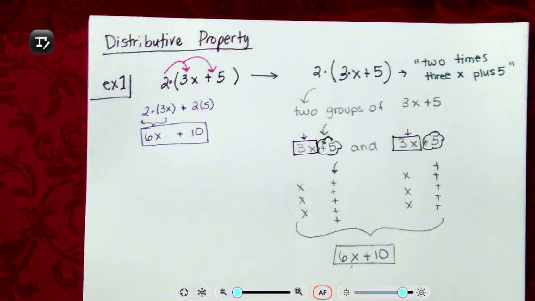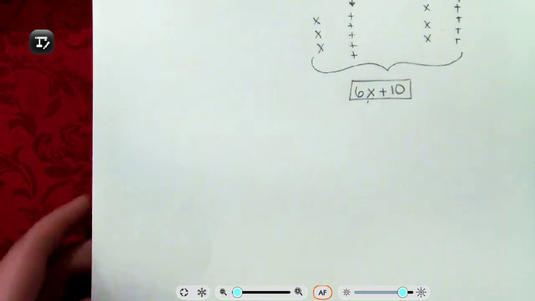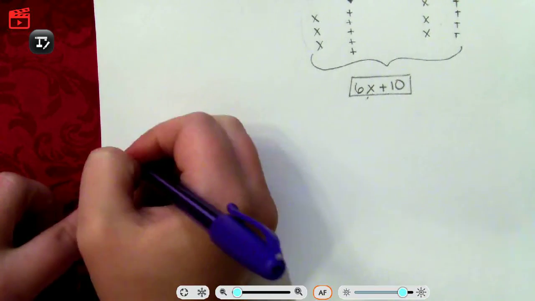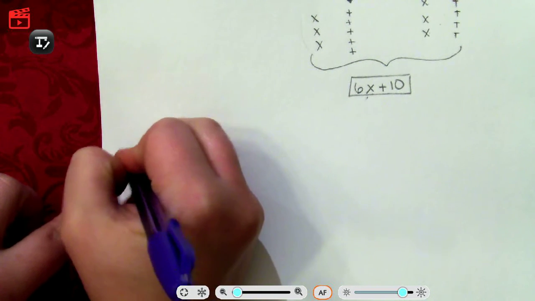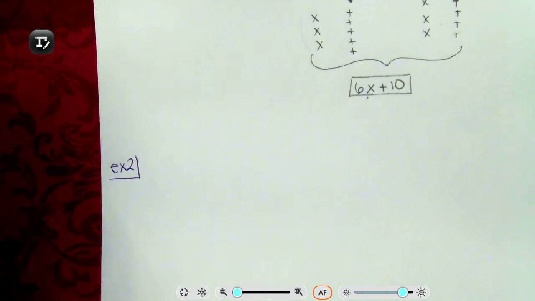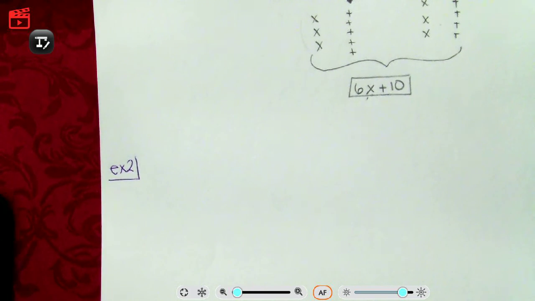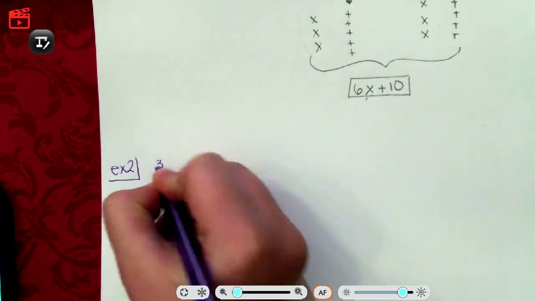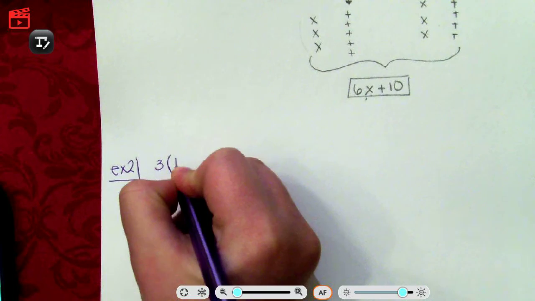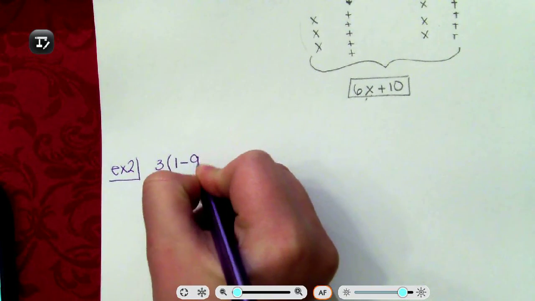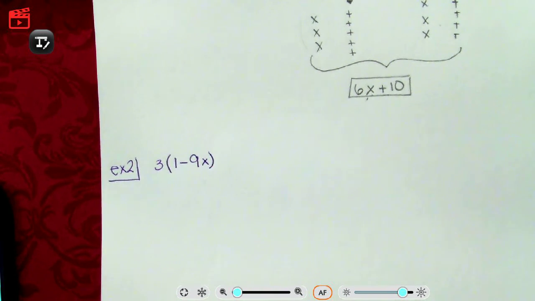Okay. Let's try another one. Example 2. All right. Let's try another pretty number. 3 times 1 minus 9x. Now this is going to be a little bit more difficult. I'm telling you right away, it's going to be a little bit more difficult.